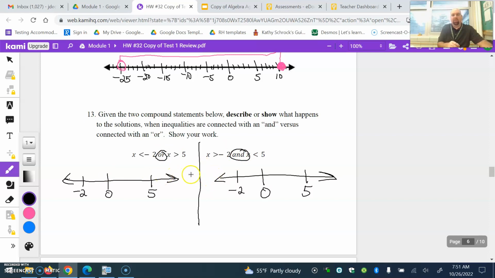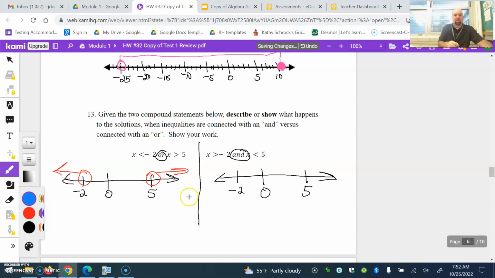Now, my first attempt here is to do the show, okay? So I did a quick sketch of some number lines. So for "or," x is less than negative 2. So I would put an open circle on negative 2, and I would go this way. And or x is greater than 5, I would put an open circle here and go this way.